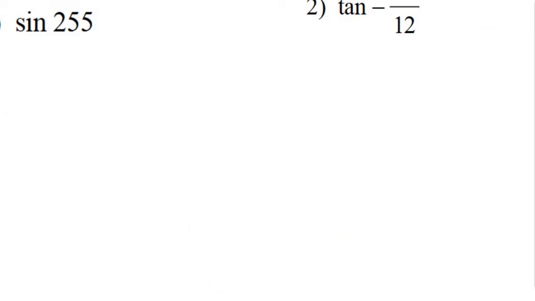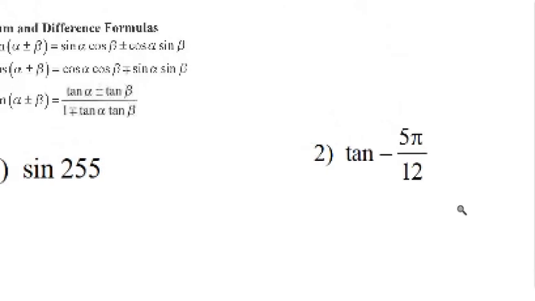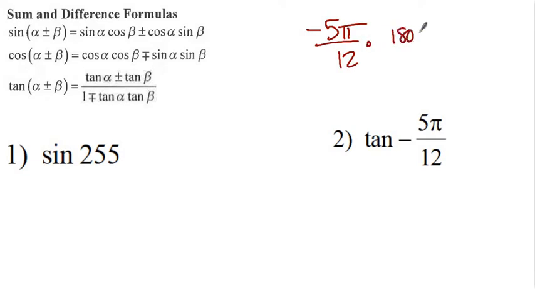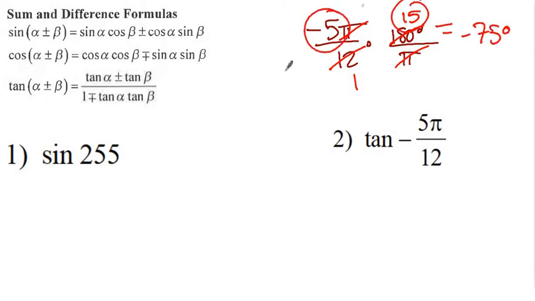I want to show you an example of this. Sine and cosine are basically the same. Tangent is kind of the formula that's a little bit different. So tangent of negative 5 pi over 12. I always find it easier to work in degrees, so let's change negative 5 pi over 12 into degrees. We can do that by multiplying by 180 degrees, since there are 180 degrees in every pi radians. The pi's will cancel. 12 goes into itself once. It goes into 180 15 times. So negative 5 times 15 equals negative 75 degrees.